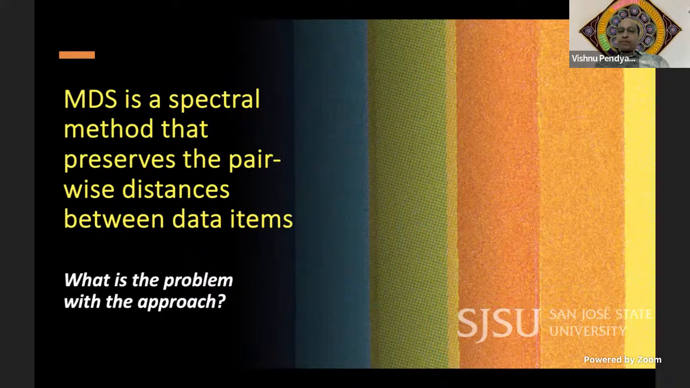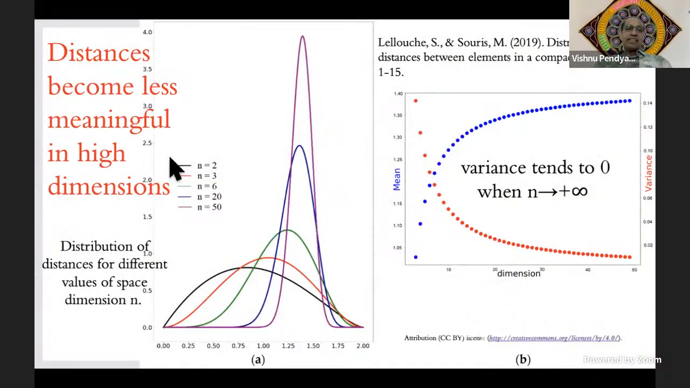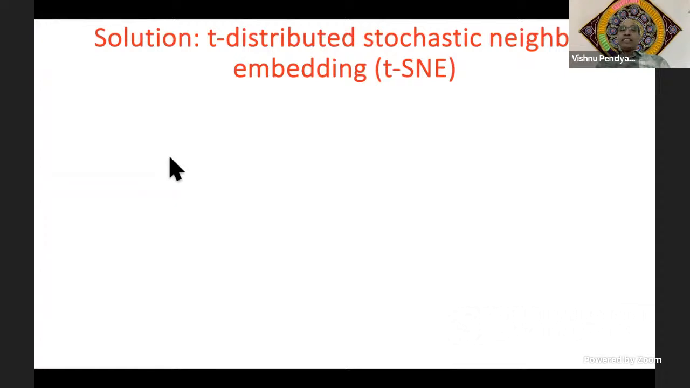So why did it not perform all that well is the question, right? What is the problem with this approach? Remember the problem with distances? Distances become less meaningful in high dimension space. So relying on distances alone may not be a good idea. But t-distributed stochastic neighborhood embedding, abbreviated as t-SNE, uses the distances as well, but it uses a better way of dealing with the distances.